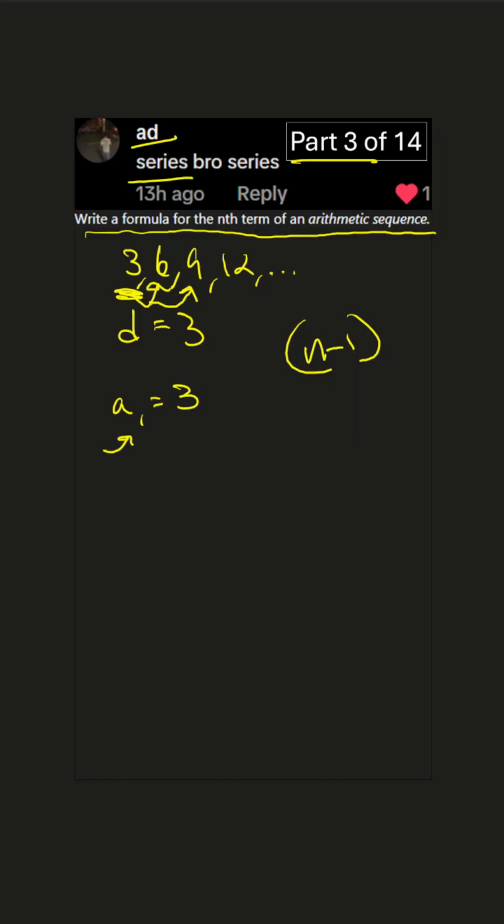Now what does that mean? Well, the third term, the 9 there, n is 3 because it's the third term. And we subtract 1 from that and we get 2. So we add d 2 times to get 9. So the formula is a sub n equals a sub 1 plus n minus 1 times d.